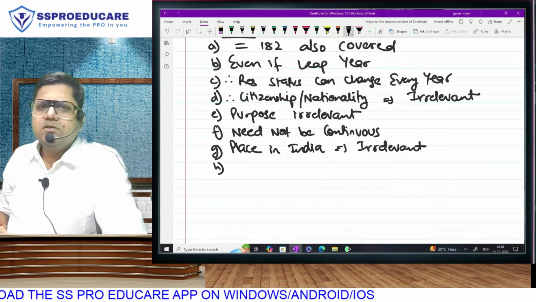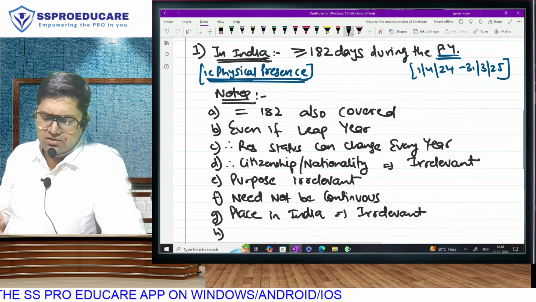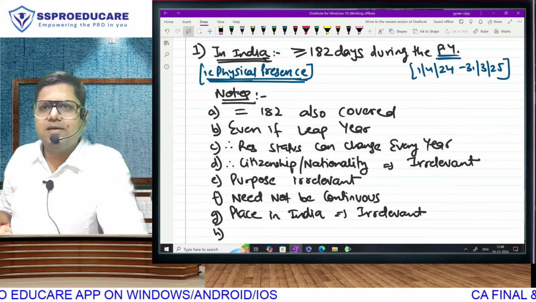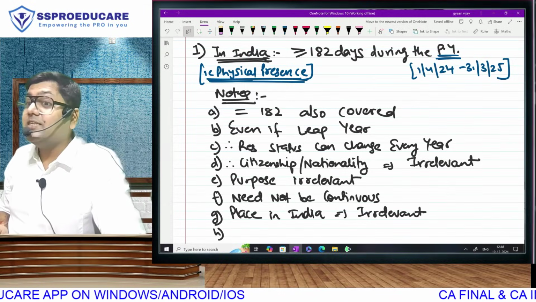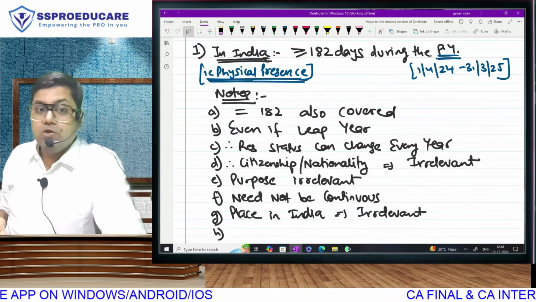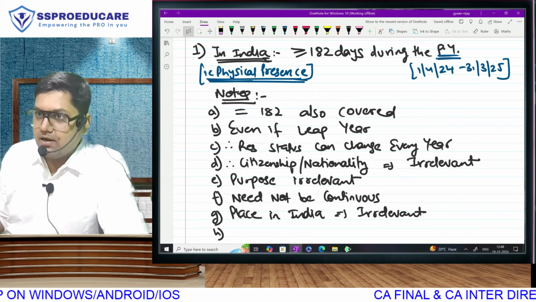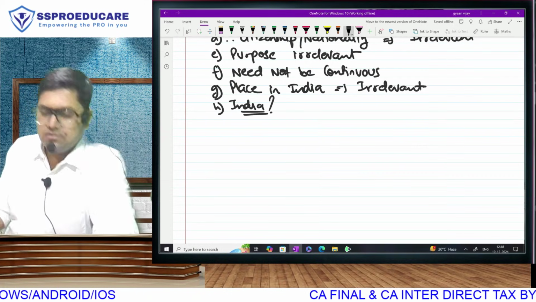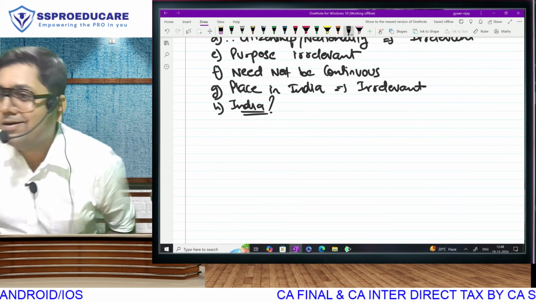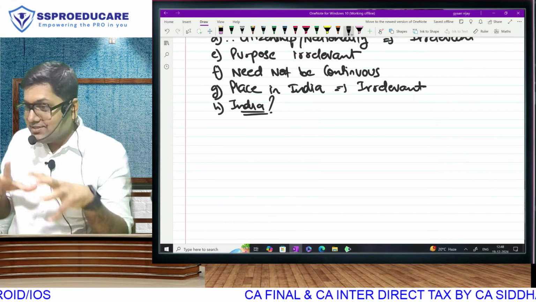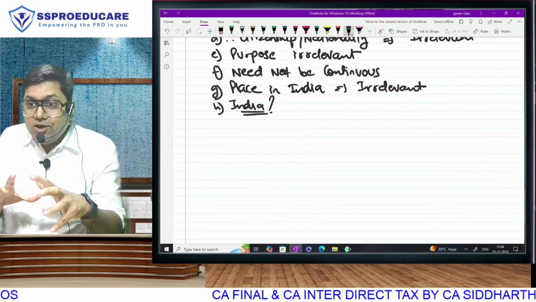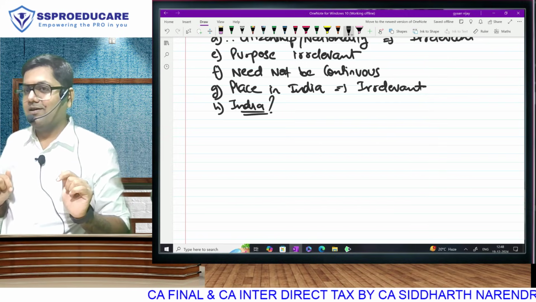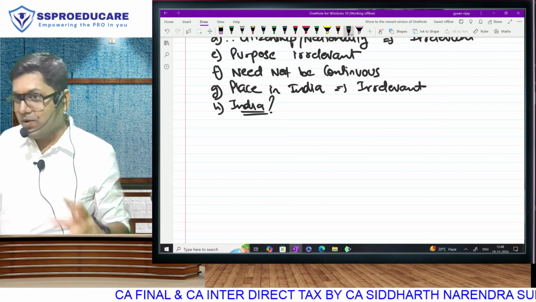Point 8. Sir, since you have written the condition, you have made it clear that there is only one thing that is relevant. What is that only thing that is relevant? Physical presence. But that presence has to be where? You have to be in India. So the question is, sir, what is India? Because you have to be there. So what is India? You understand the question?